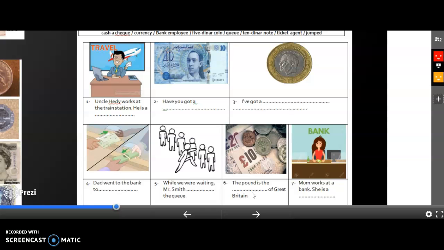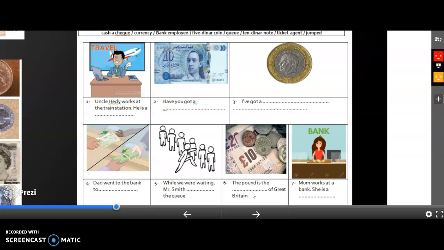Employee. Okay. Bank employee. Employee. Good. So, what is an employee? Who works at someone at a bank. Good. Yes, a bank employee is a person, is someone who works at a bank.